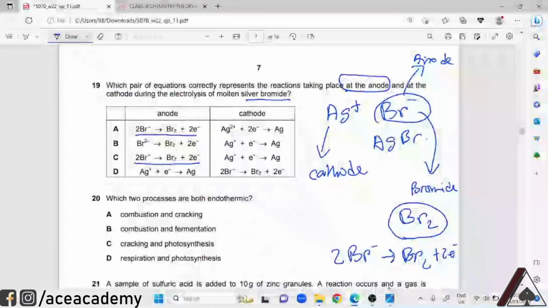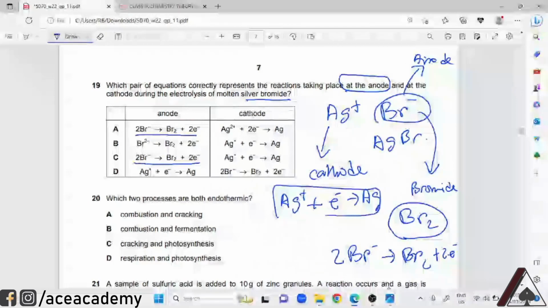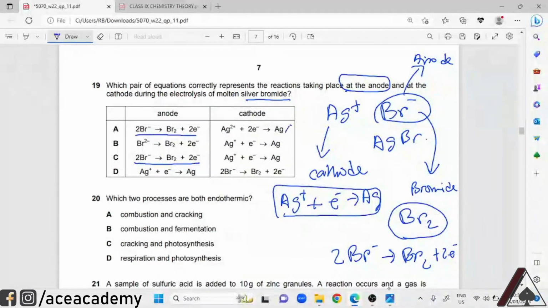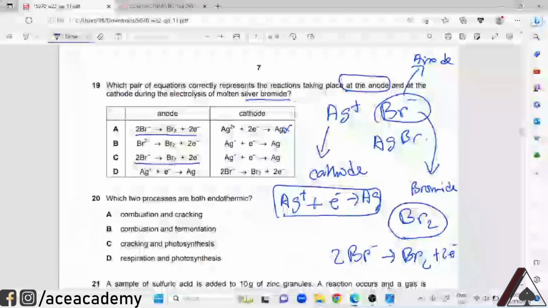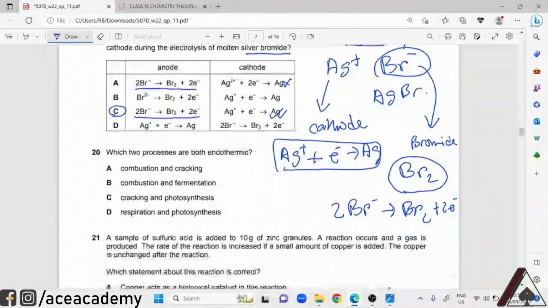And to understand if option A or C is our answer, we have to see that silver undergoes a reaction something like this. It gains an electron and forms silver, right? So this is the electron and not this. So this equation over here is the correct answer, and our option for number 19 is C.